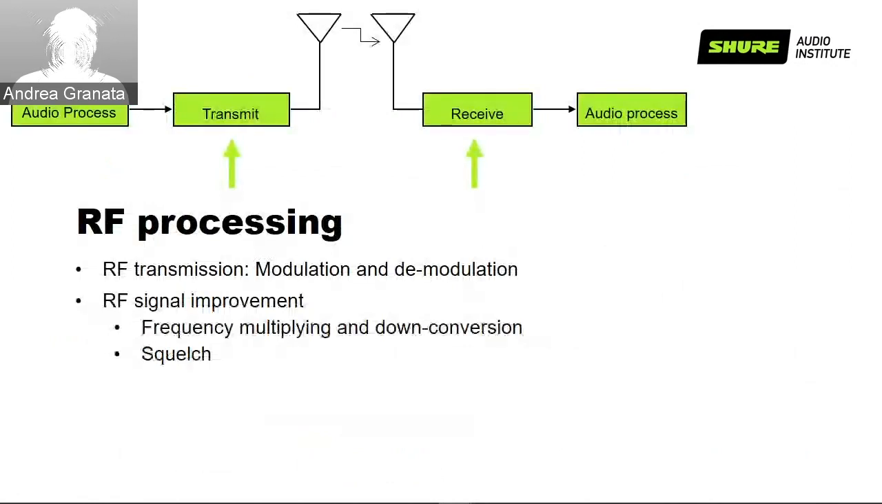Other than that, after this process that regards audio, we have as well an RF processing. So we pack our signal, we make the audio signal as we like to be transmitted, and then we actually have to transmit. And after the receiving antenna, we have as well to do the reverse process. So let's see how this happens in the analog domain.